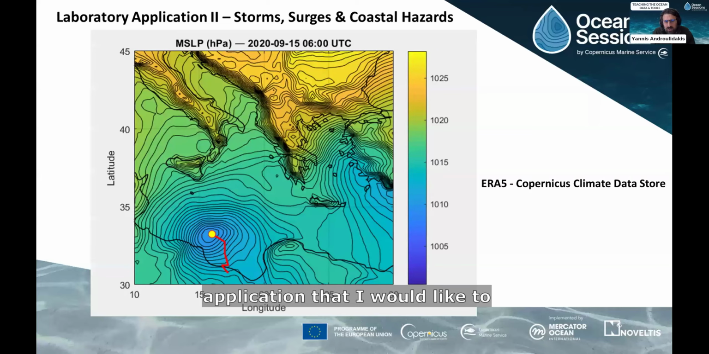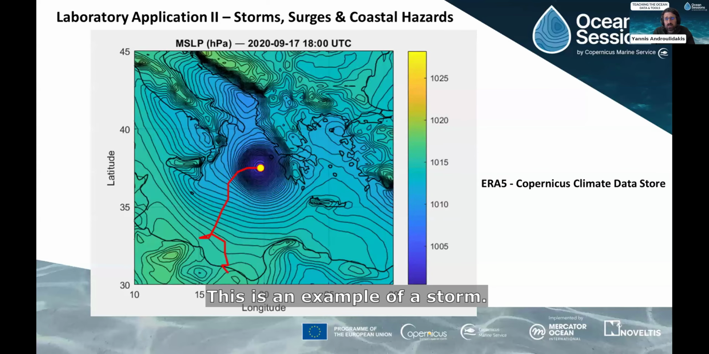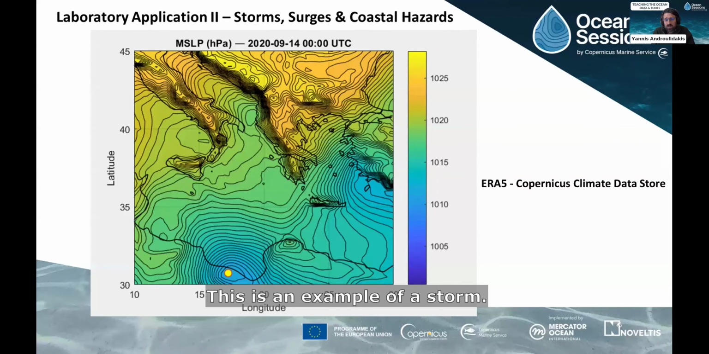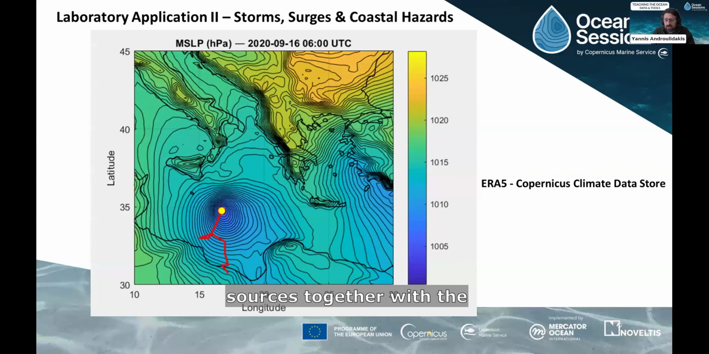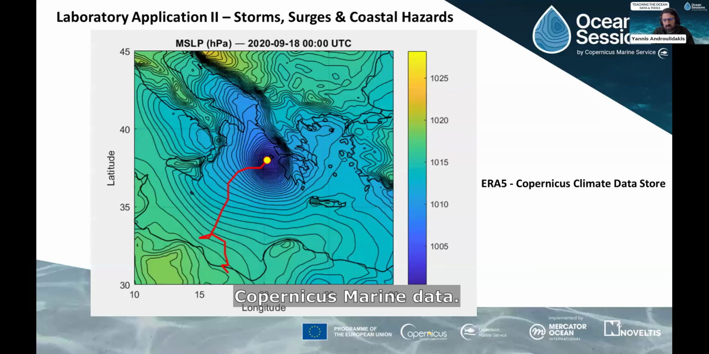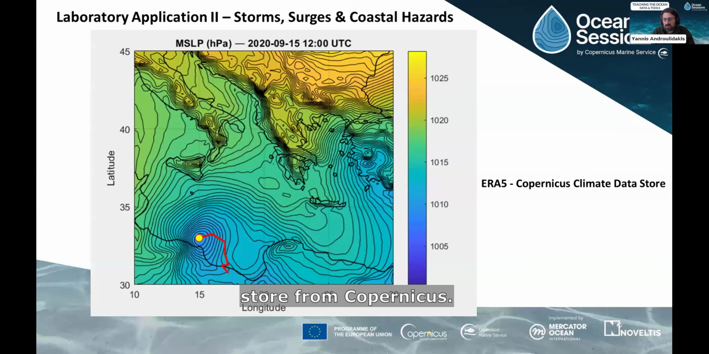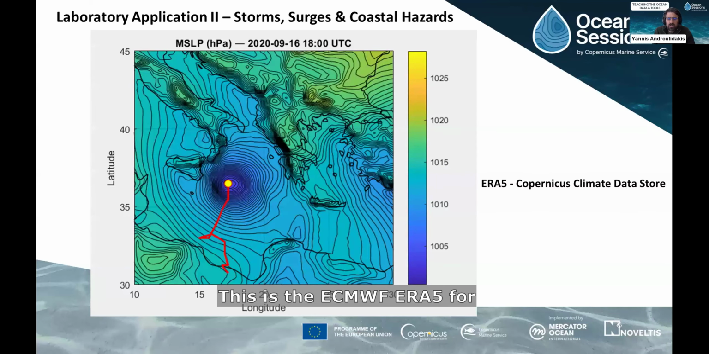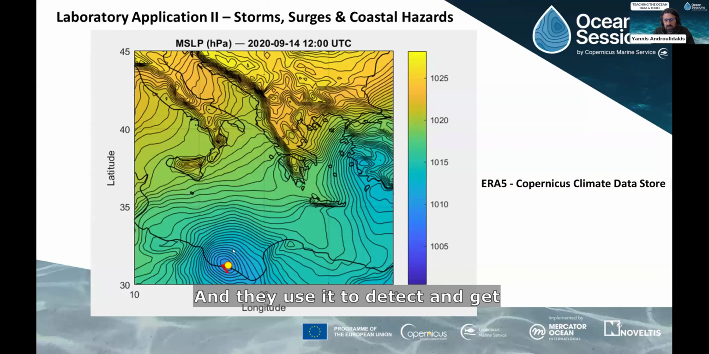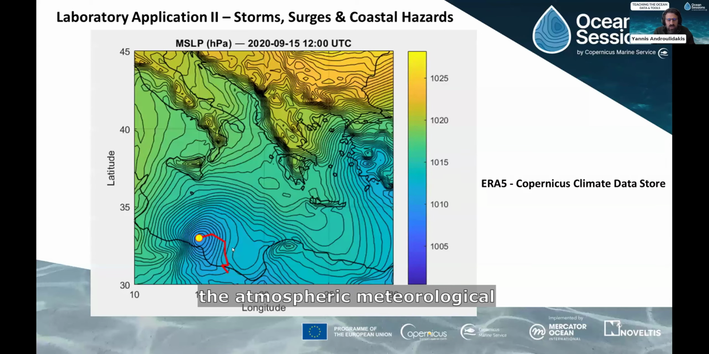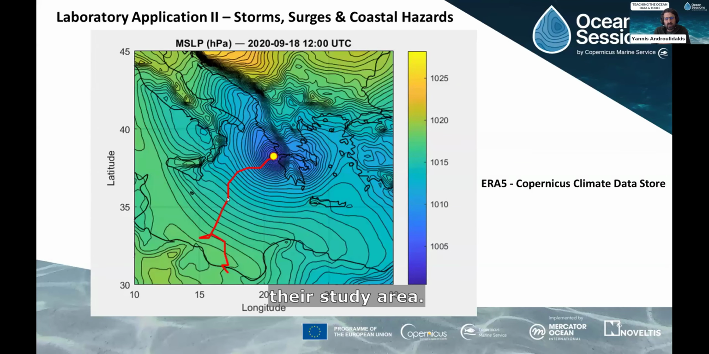Let's go to the second application that I would like to present. This is about storms, surges, and coastal hazards. This is an example of a storm. Here, the students use other sources together with the Copernicus Marine data. This is from the Climate Data Store from Copernicus. This is the ECMWF ERA5 for atmospheric conditions, and they use it to get the atmospheric meteorological conditions during a storm that they choose that has affected their study area.